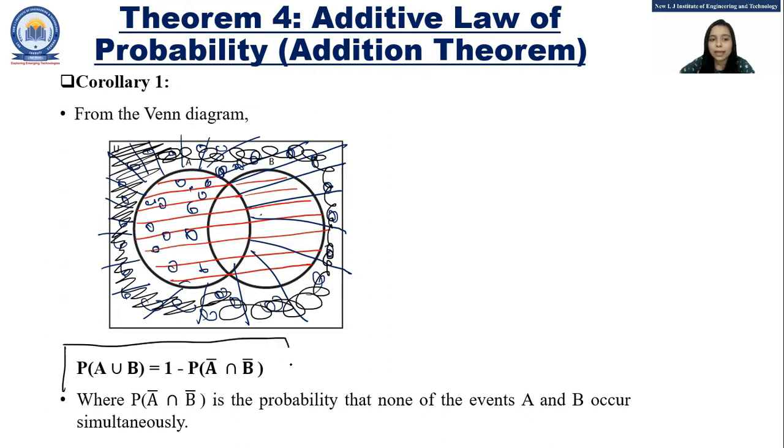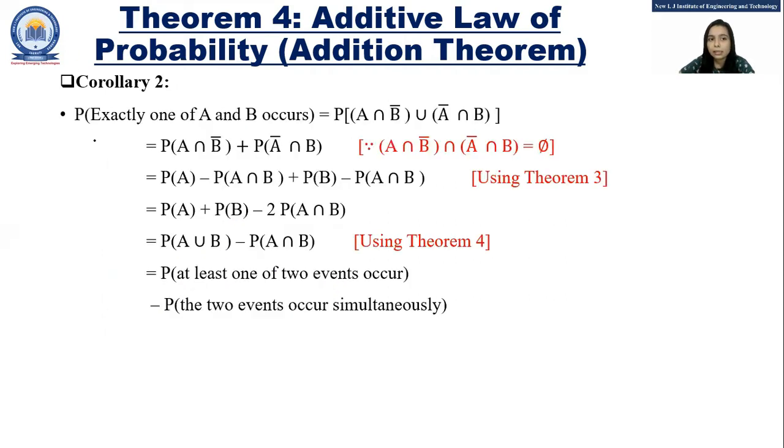So from this Venn diagram, we can check that P of A union B is equal to 1 minus P of A bar intersect B bar, where P of A bar intersect B bar is the probability that neither of the events A and B occurs. Now the next corollary is that P of exactly one of A and B occurs.